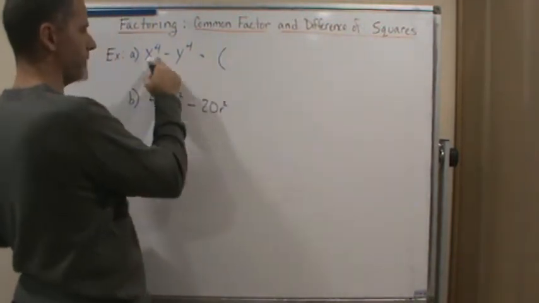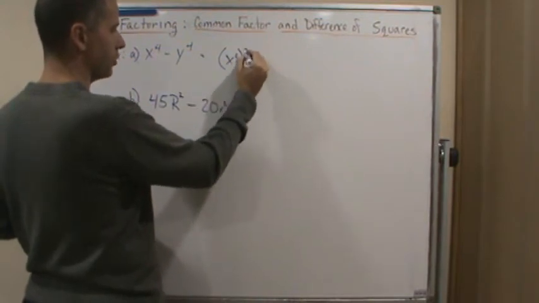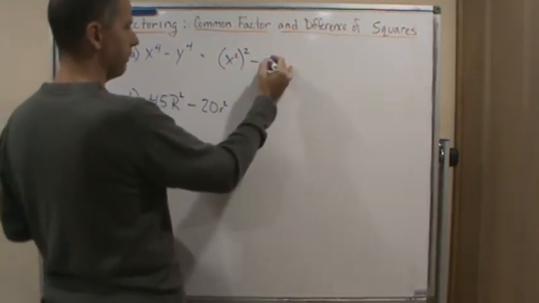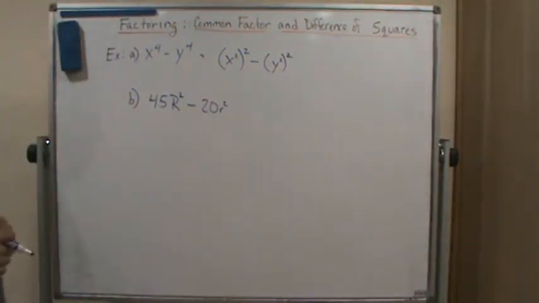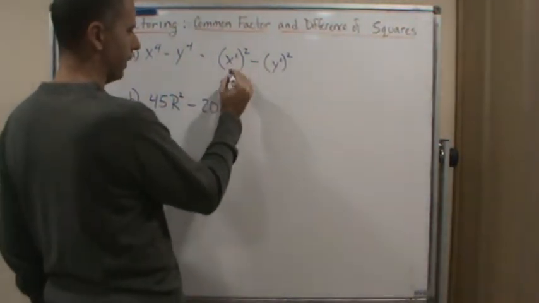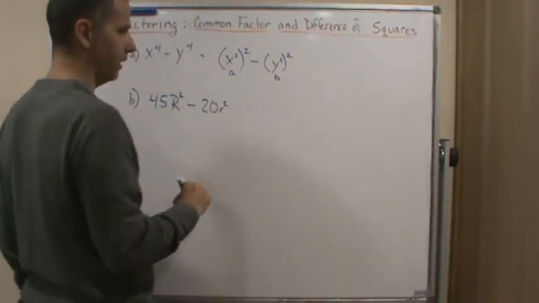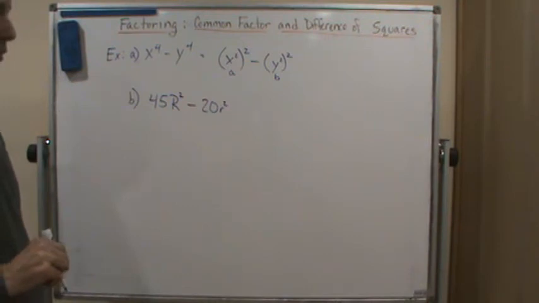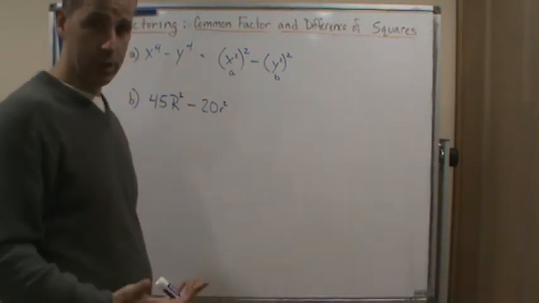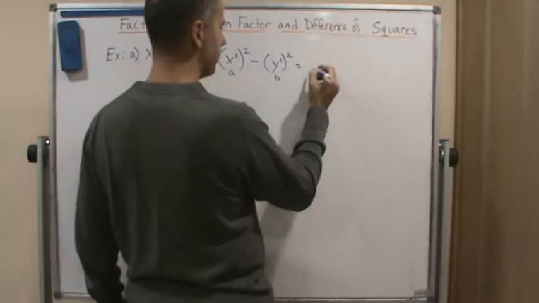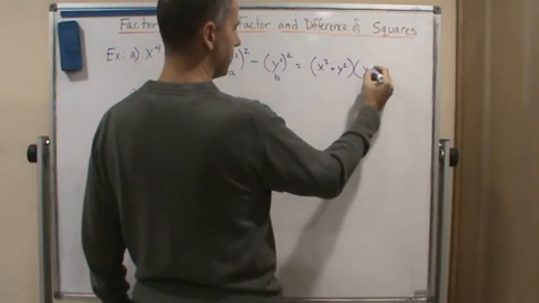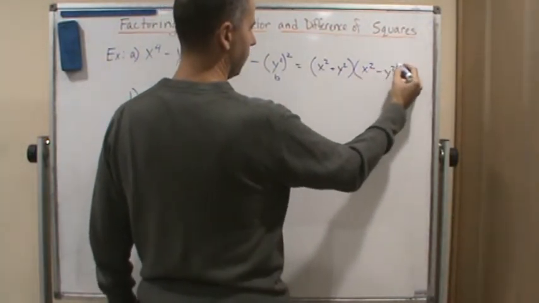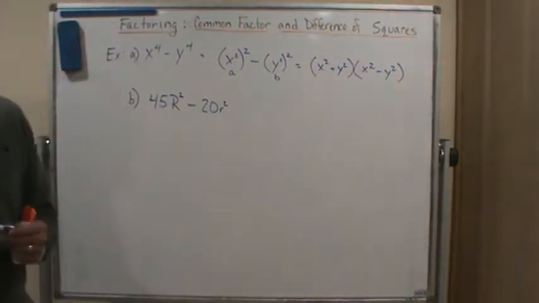So this x to the fourth can be written as x squared squared, minus y to the fourth can be written as y squared squared, right? Just using the power rule for properties of exponents. And so now it's a difference of two squares where my a and my b are the x squared and the y squared respectively. So now I'm just going to do a plus b times a minus b. And so in this case it's just going to be x squared plus y squared times x squared minus y squared. And now look at this.